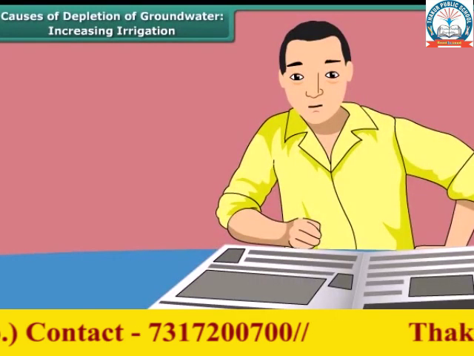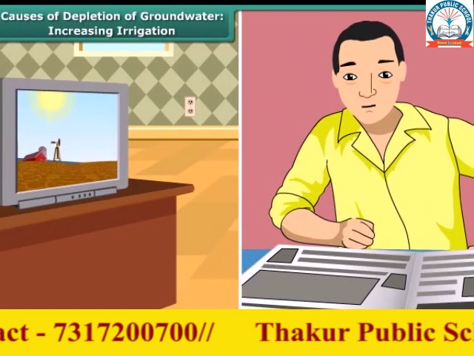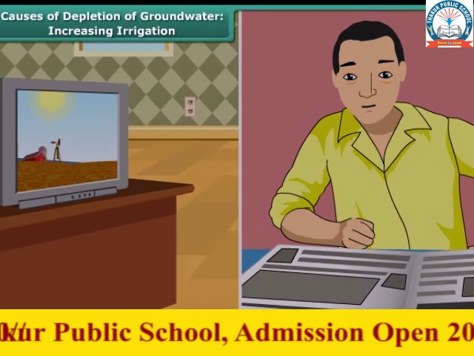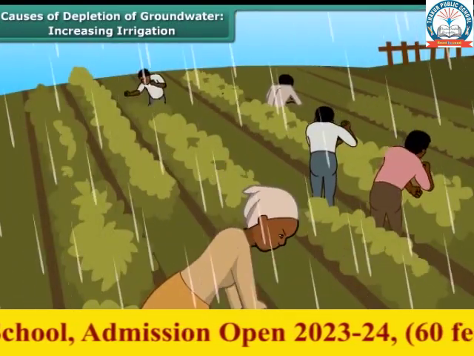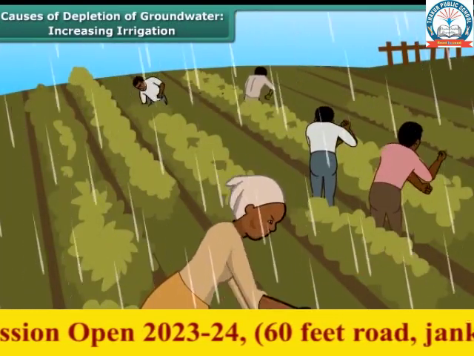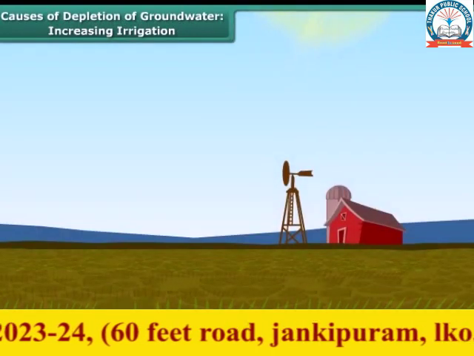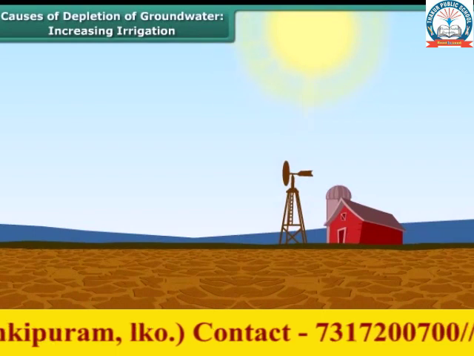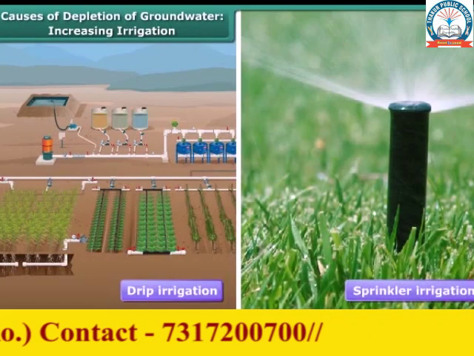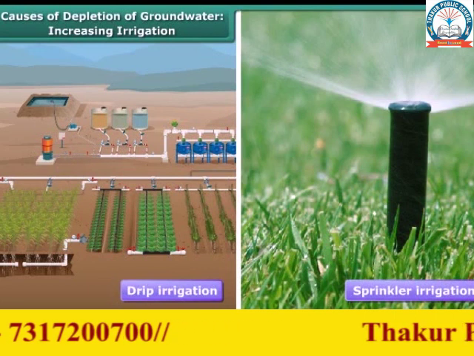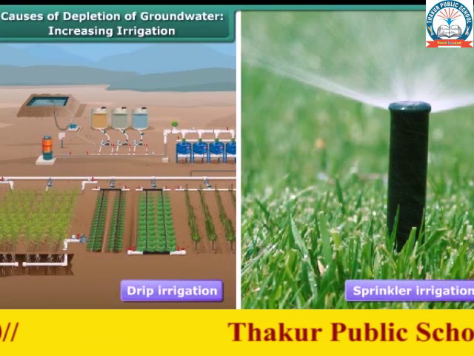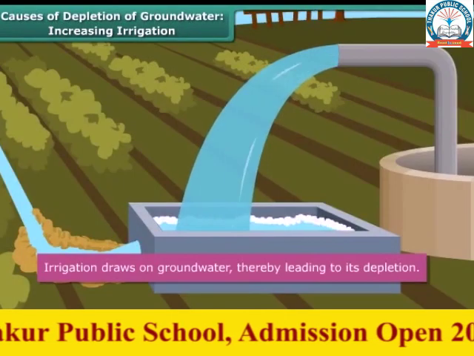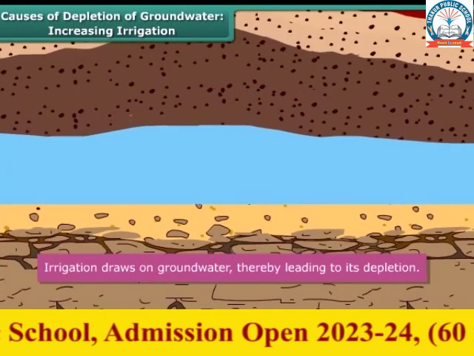You must have read in newspapers and seen on TV the hardship that a failed crop causes to a farmer. In India, even today, a large number of farmers depend on rains to water their fields. Crops fail when rainfall is scanty. Hence, there is a greater emphasis on irrigation. Irrigation systems like drip irrigation, sprinkler irrigation, etc. are promoted to ensure regular water supply to crops, whether there is rain or no rain. Irrigation draws on groundwater, thereby leading to its depletion.